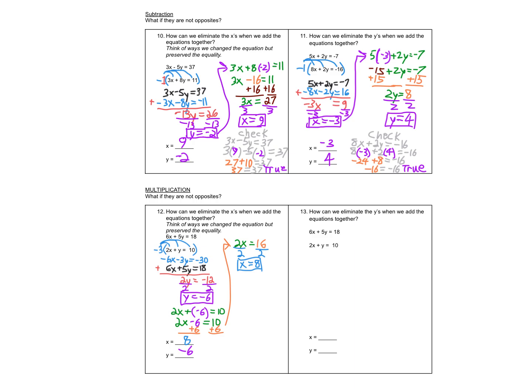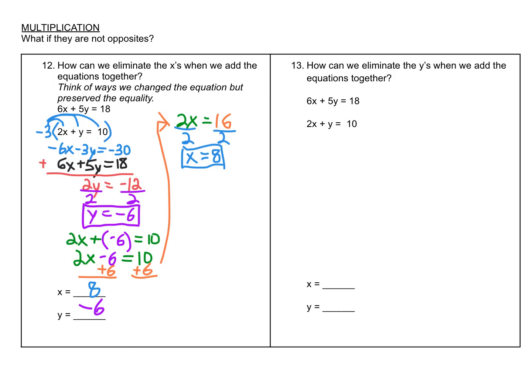Now let's take a look at 13. On number 13, we have the same problem: 6x plus 5y equals 18, and 2x plus y equals 10. This time, though, I want you to try to eliminate the y's. So I have positive 5y and positive y. I need to get them to be opposites of the same number. If it's positive 5y, what should I have the other one be? Take a moment, try to solve this problem. Otherwise, we'll do something similar to what we did with number 12.